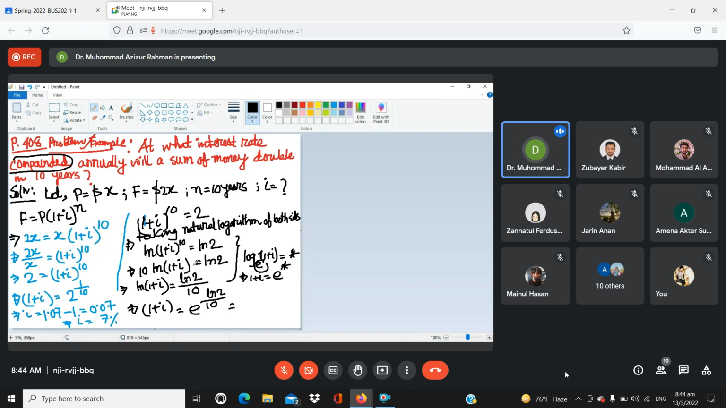What do we get if we calculate e to the power ln 2 divided by 10? The same 1.07 will come. So exactly I equals 1.07 minus 1, that means 0.07, which equals 7%. So the interest rate will be 7%.